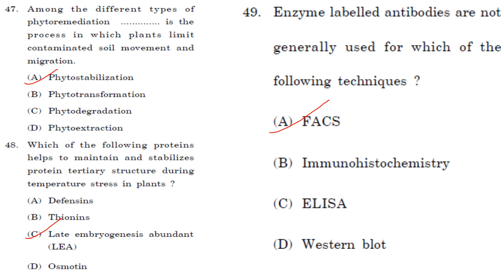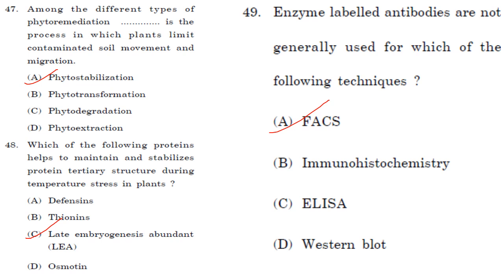Coming to the next question. Among the different types of phytoremediation, dash is the process in which plants limit contaminated soil movement and migration. So what is phytoremediation? Here the living plants are used to clean up soil, air, water that have been contaminated with pollutants. That is phytoremediation.